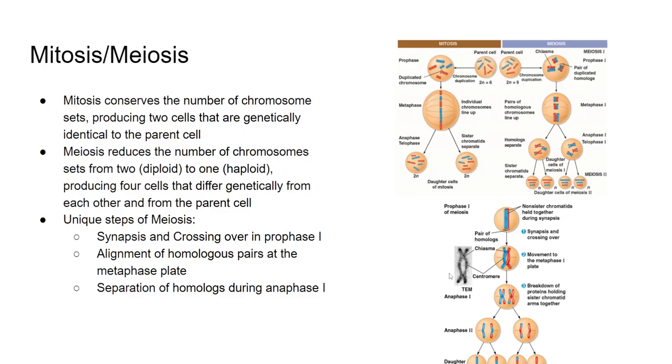And this is just some more help in understanding prophase 1 of meiosis. We can see the pair of homologs, the non-sister chromatids, held together during synapsis. We see the chiasma form, which is just the X-shaped region where crossing over occurred. And then we see the movement to the metaphase plate. They're going to separate from one another, and they're going to separate the sister chromatids. And now we have 4 daughter cells, and they have recombinant chromosomes, some genetic variation.